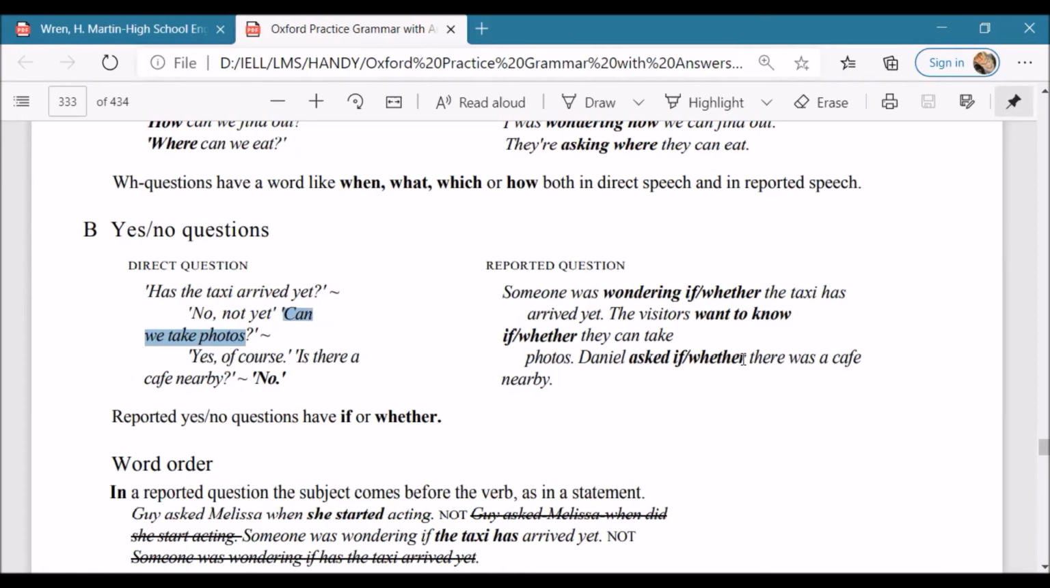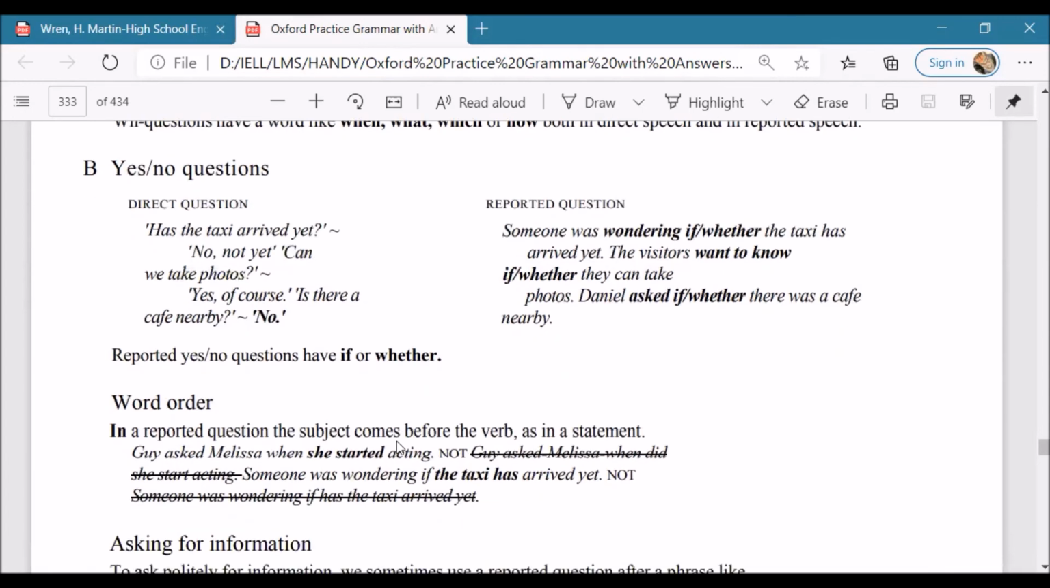Daniel asked if there was a cafe nearby. So these are yes or no questions formed by using a helping verb in the beginning. There we would use if or whether. So if or whether is like giving you a choice, yes or no. Okay, but when we have WH questions, where we would ask when, what, which, how, that is how we would retain the same word as well.